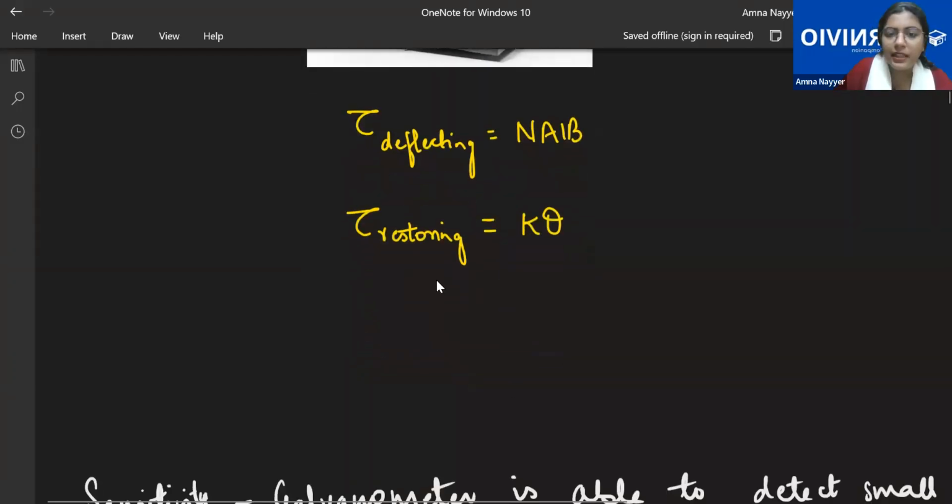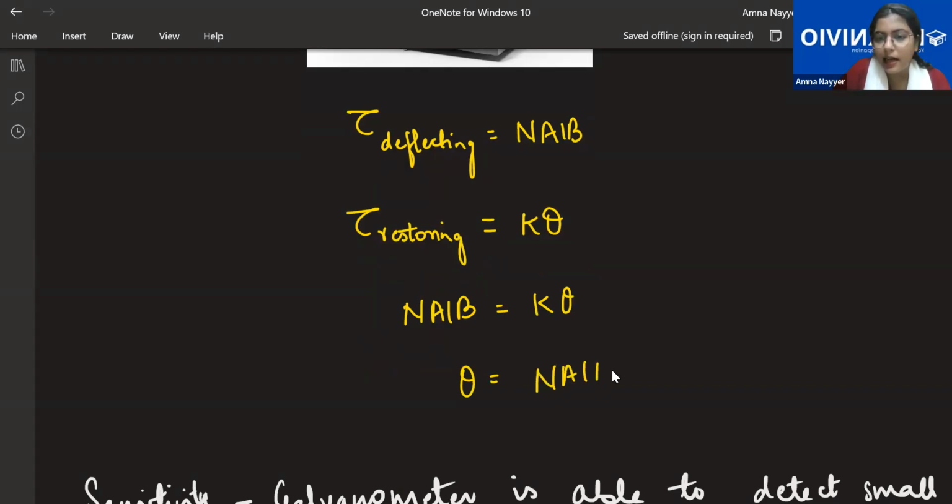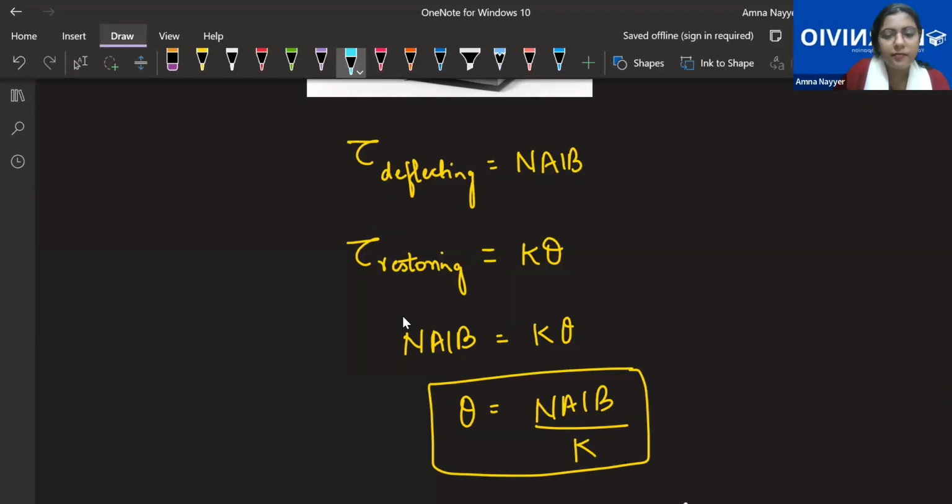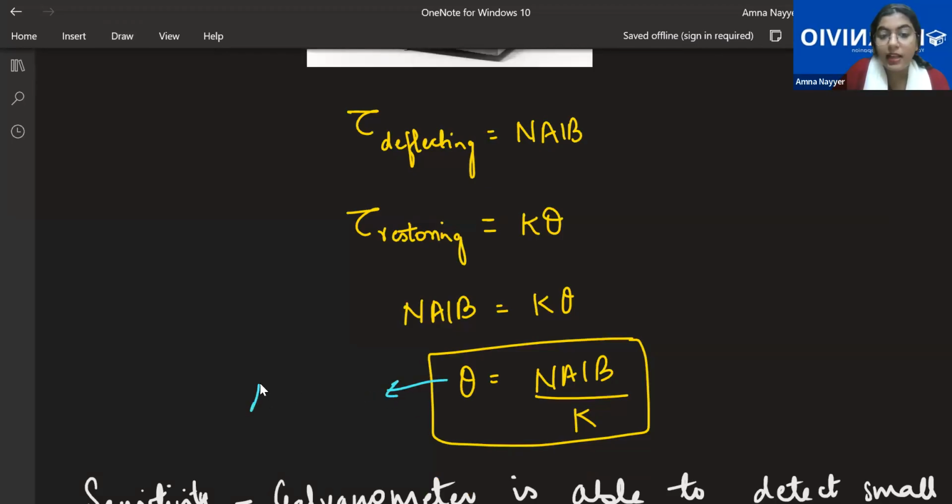So here what will happen? The restoring torque and deflecting torque, both are torques. When we equate NIAB equal to K theta, we get the formula for theta as NIAB divided by K. Now, what all are the things that I've written? Theta is basically the deflection here. It's the angle. So the angle will tell you by how much the spring deflected.